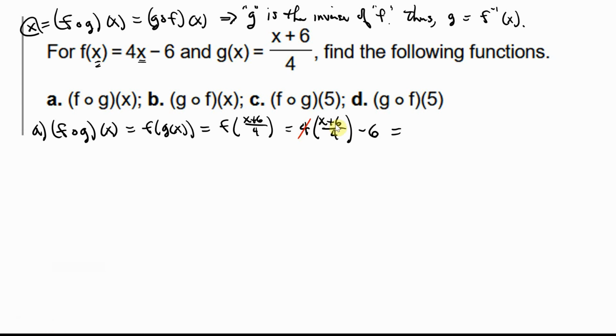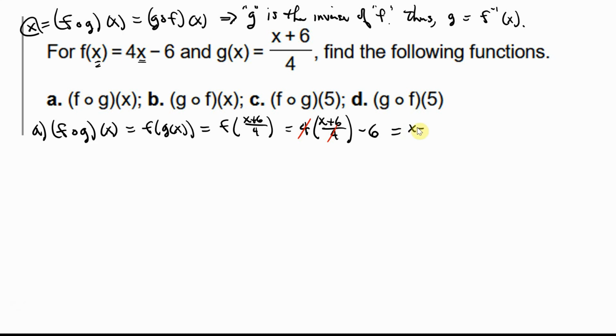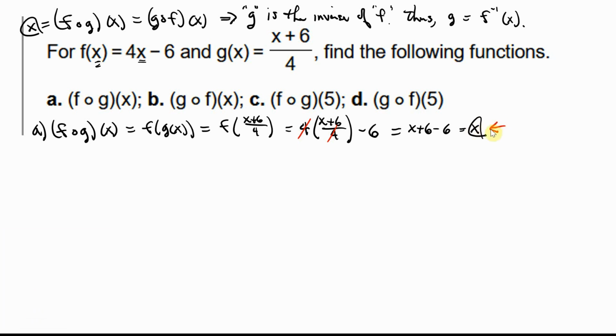So this is 4 divided by 4. That cancels out. So I have left X plus 6 minus 6, which is just equal to X. See that? See that?